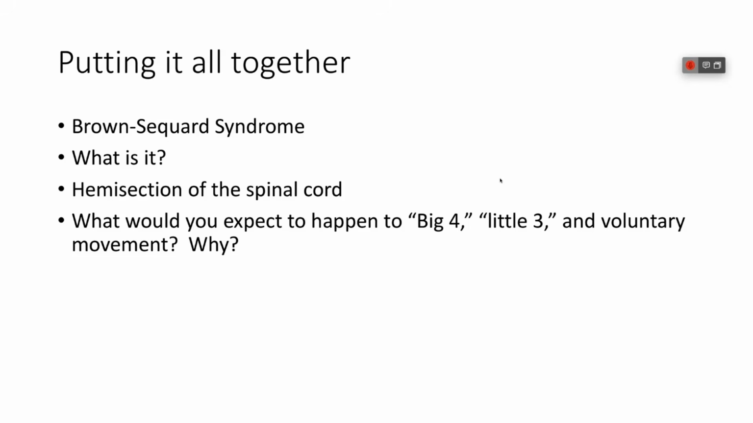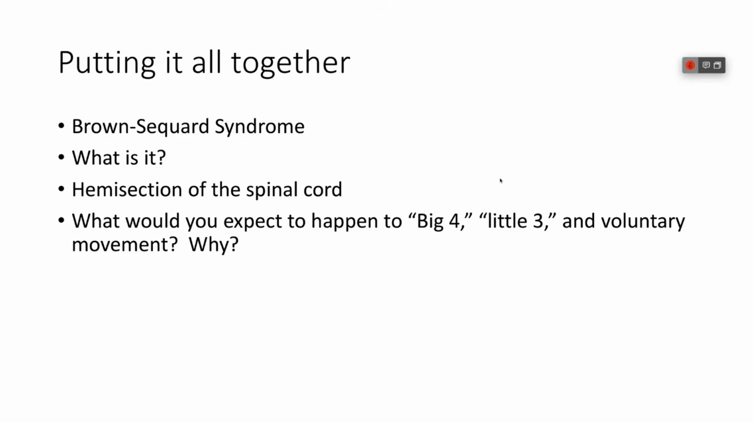Okay, so the key is, can you explain why that is? So big four, you said what side would you lose it on? Yes, because big four has no decussation in this area. Little three has decussation in the anterior commissure, and voluntary movement is the corticospinal tract, and the decussation is in the brain area. I don't remember what the area is. Basically, like the inferior medulla.